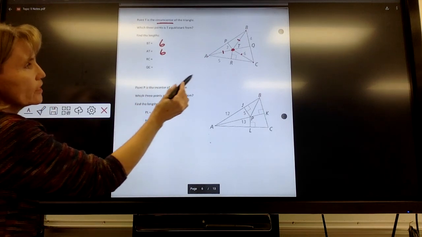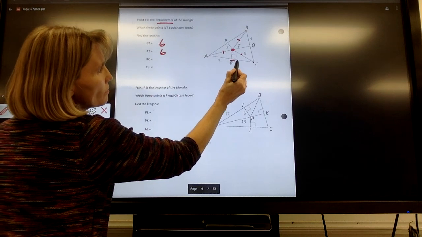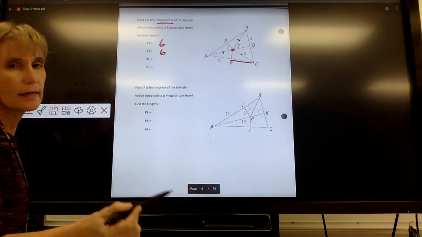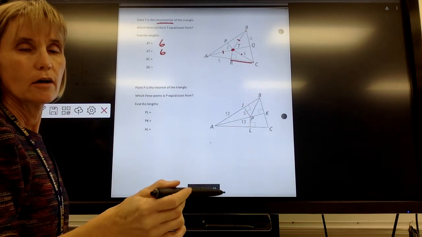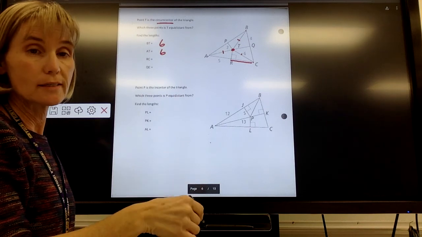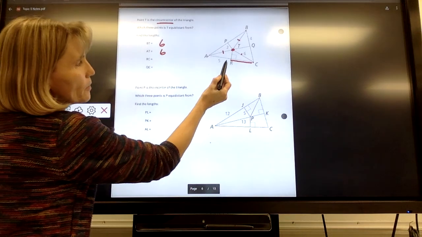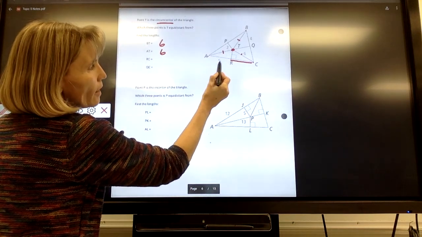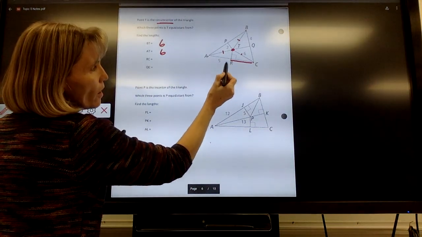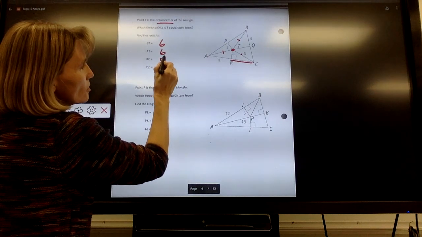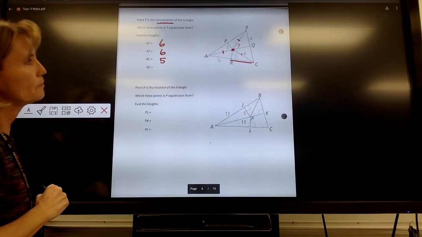To find RC, RC is this segment right here. Well, we know that the reason we get a circumcenter is because we had perpendicular bisectors. Perpendicular bisectors cut the side in half. So if this half of the side is 5, then RC has to be 5 units also.